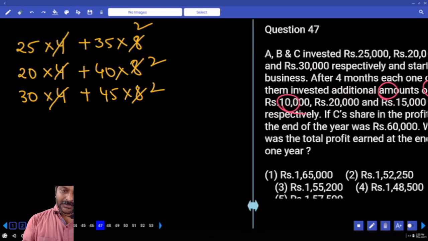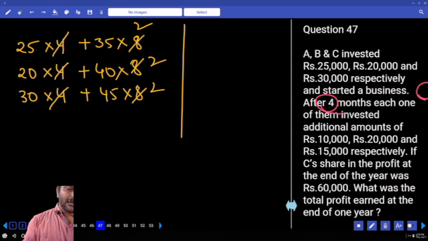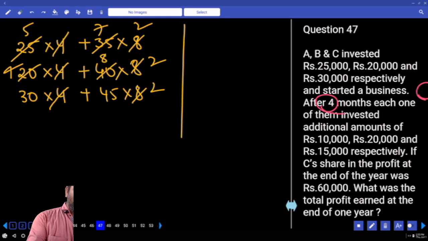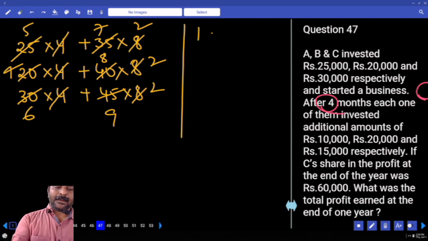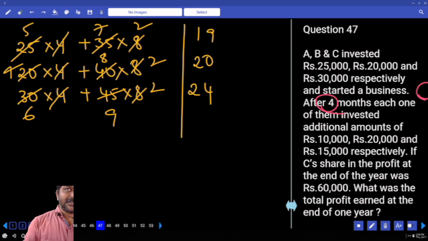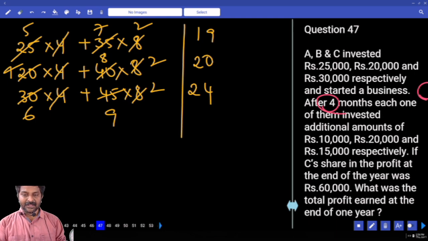So now, 5 times 7 times 5, 4 times 8 times 6. First number 5 plus 14, 19. 4 plus 16, 20. 6 plus 18, 24. So, this is going to be their profit sharing ratio.